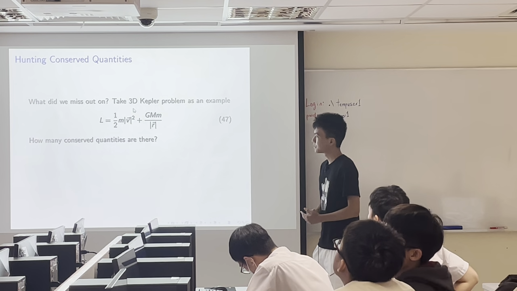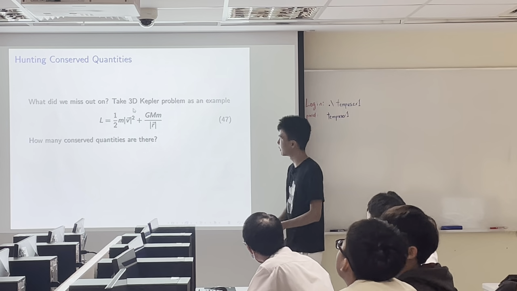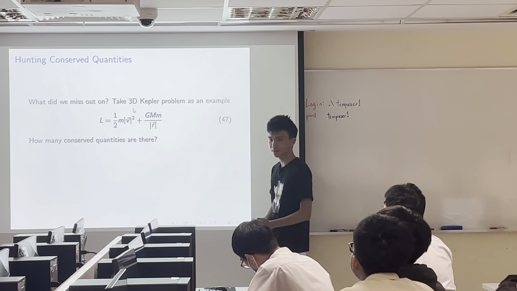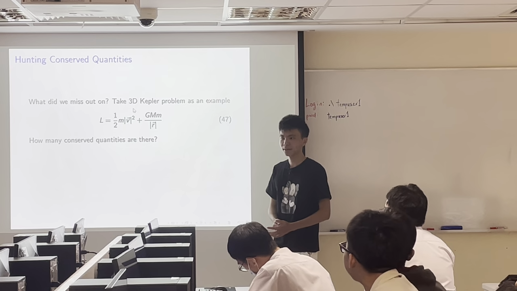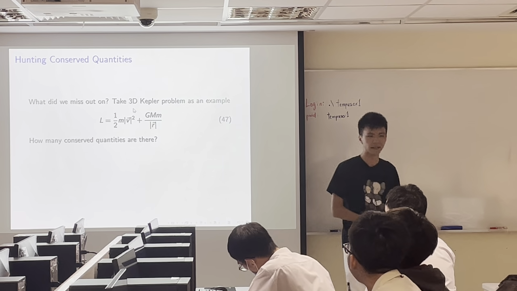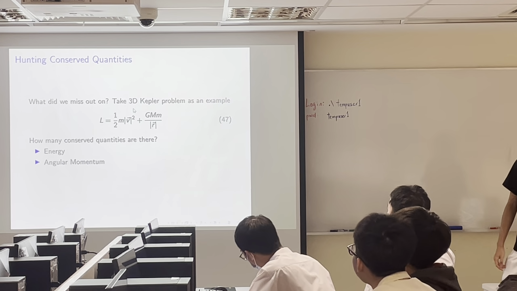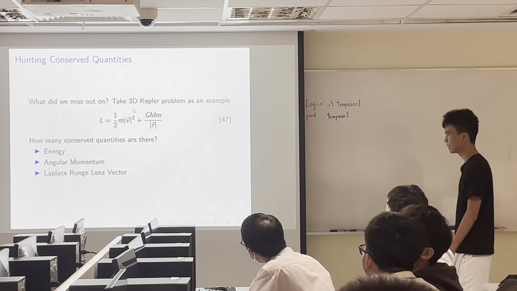Just to motivate it even more, suppose I give you the 3D Kepler problem in gravity. How many conserved quantities are there? Anyone? So there's energy and angular momentum, as you are familiar with. But there's actually a third one. There are actually three other quantities. There's actually a vector of conserved quantities.